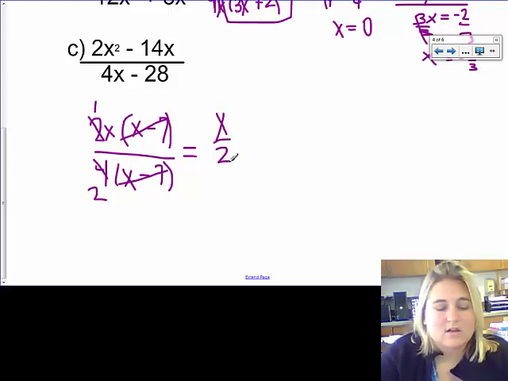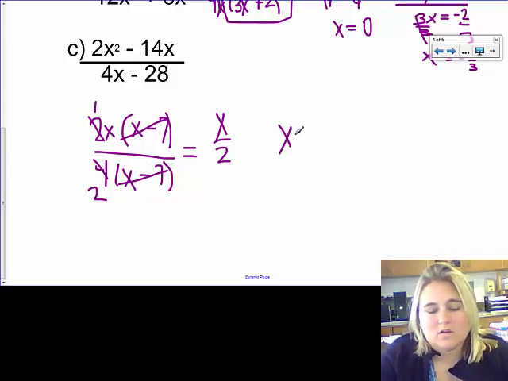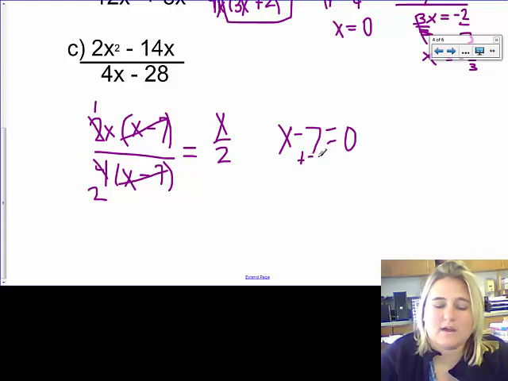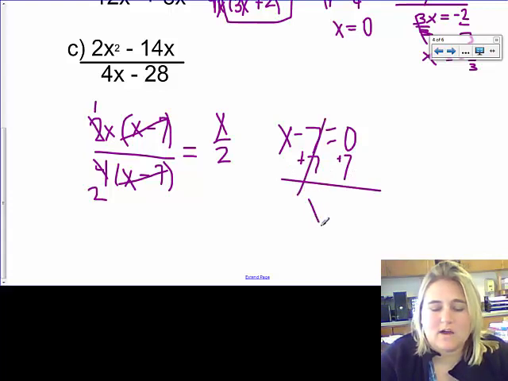Now that being said, I still have to find where it is going to be undefined, and that is going to be where this x minus 7 is equal to 0. And to get x by itself, we add 7 to both sides. So I'm left with x equals 7. This is my final answer.